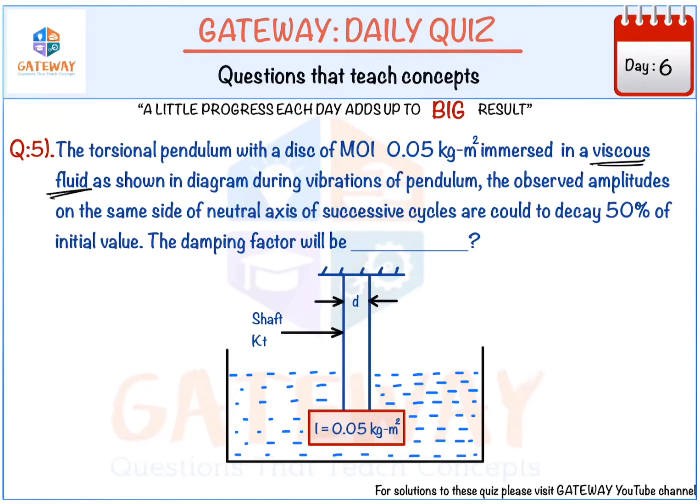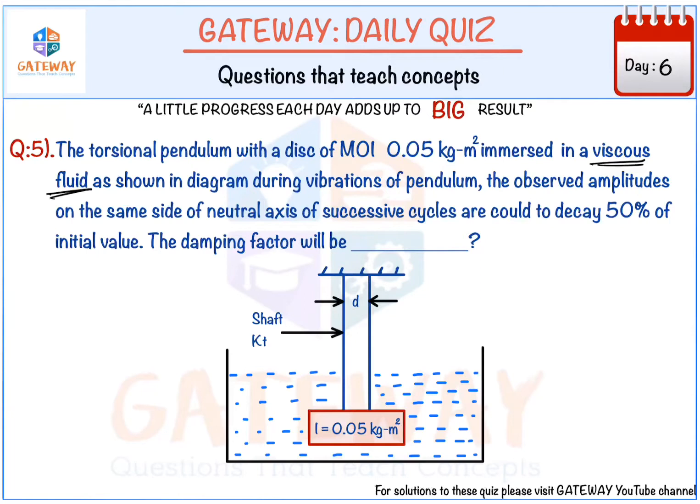Whenever we find the term viscous, it is a case of damping. If a fluid has viscosity, there will be a kinetic energy loss. It will have kinetic friction, which in turn reduces the energy, and that creates damping. So this is a case of a damped system and also torsional vibration, with the viscous fluid as shown in the diagram.